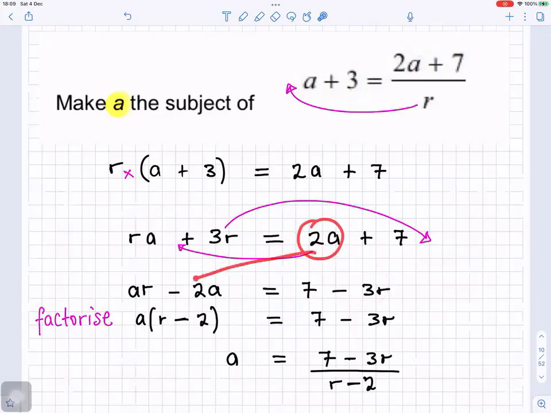Now we have all the terms with A on the left. Factorize. A is common. Take A out of the bracket. You're left with R minus 2, which equals 7 minus 3R. This is A times bracket R minus 2. We take R minus 2 to the right side, and it becomes 7 minus 3R over R minus 2, and that gives you the answer.